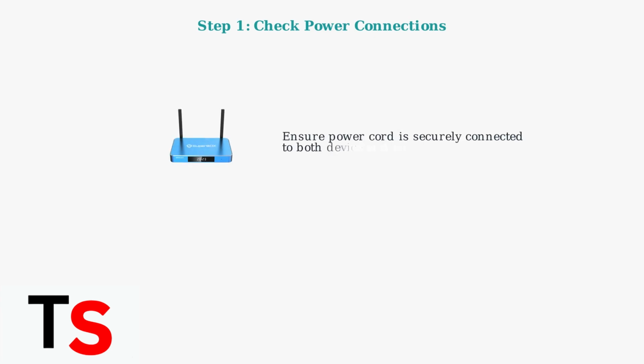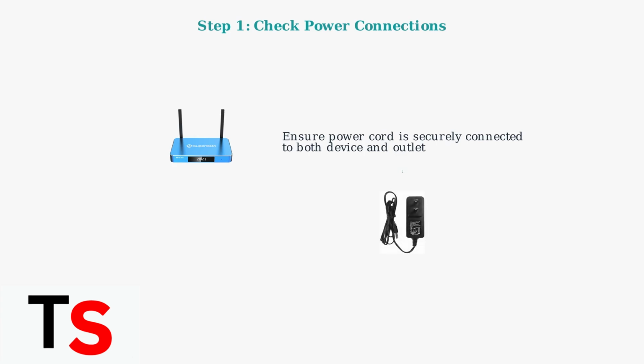Is your Superbox S5 Max not turning on? These basic troubleshooting steps will help you identify and fix the most common power issues. First, check that the power cord is securely connected to both the Superbox device and the electrical outlet. Loose connections are a common cause of power issues.